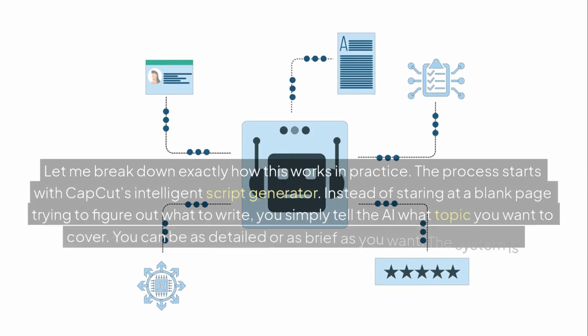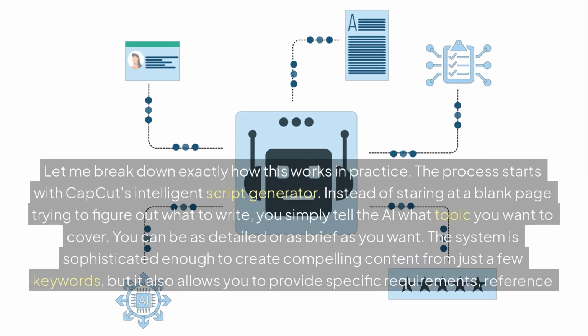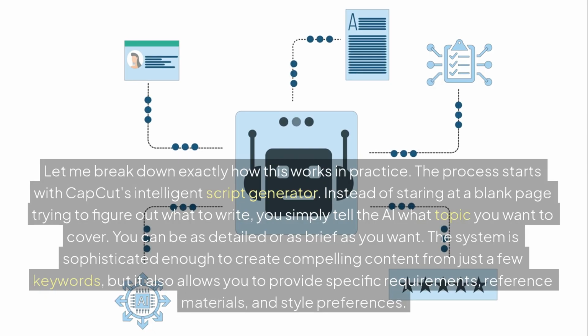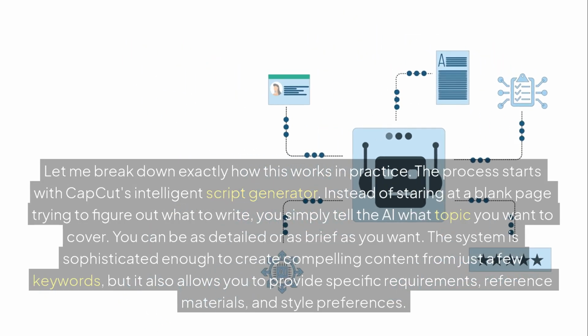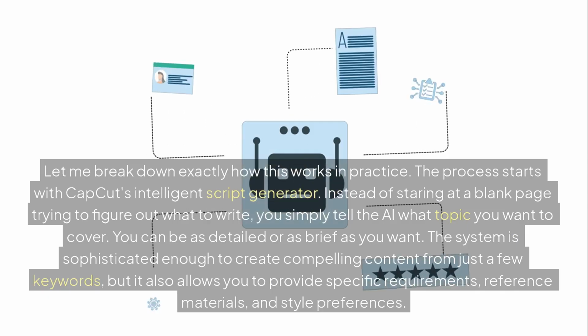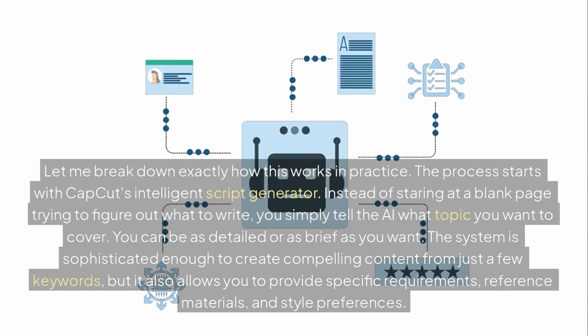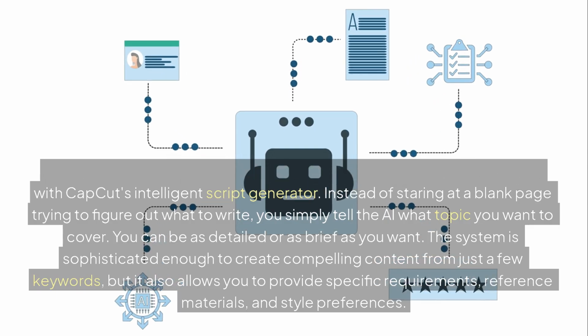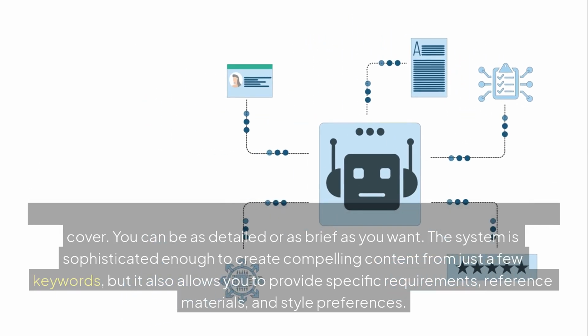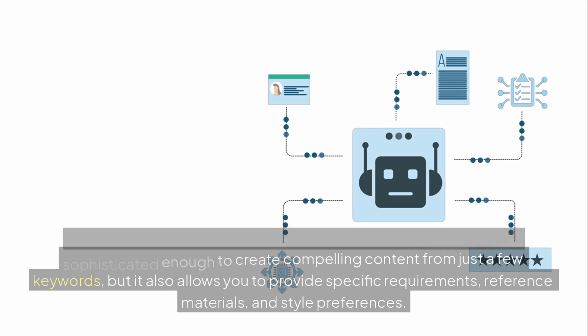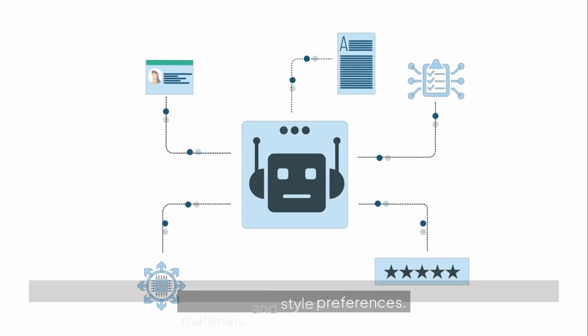The process starts with CapCut's intelligent script generator. Instead of staring at a blank page trying to figure out what to write, you simply tell the AI what topic you want to cover. You can be as detailed or as brief as you want. The system is sophisticated enough to create compelling content from just a few keywords, but it also allows you to provide specific requirements, reference materials, and style preferences.